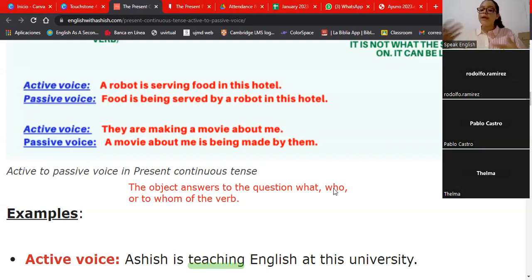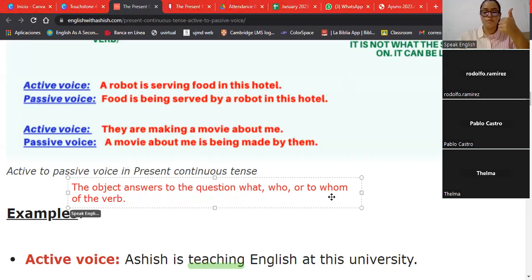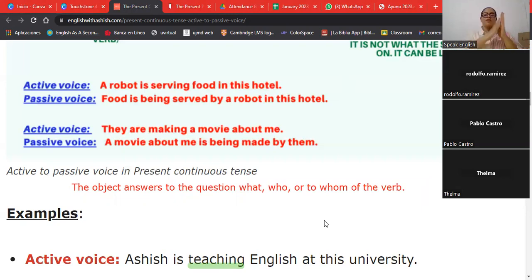Okay. So now that we have the object, Pablo, change this sentence into the passive voice. Let me see. Remember, object? Answer to the question what, who, or to whom. Oh, okay, got it. The structure of the sentence in the passive voice. First, the object. What is the object? The object, in this case, English.